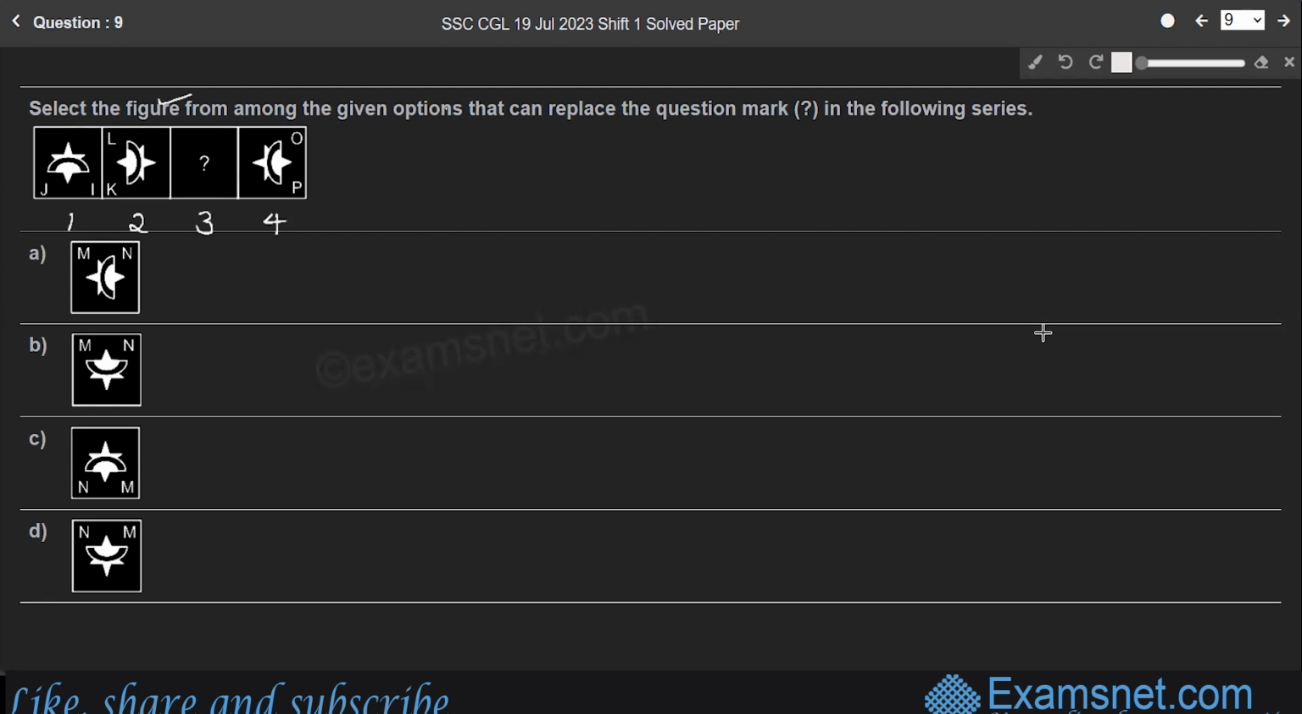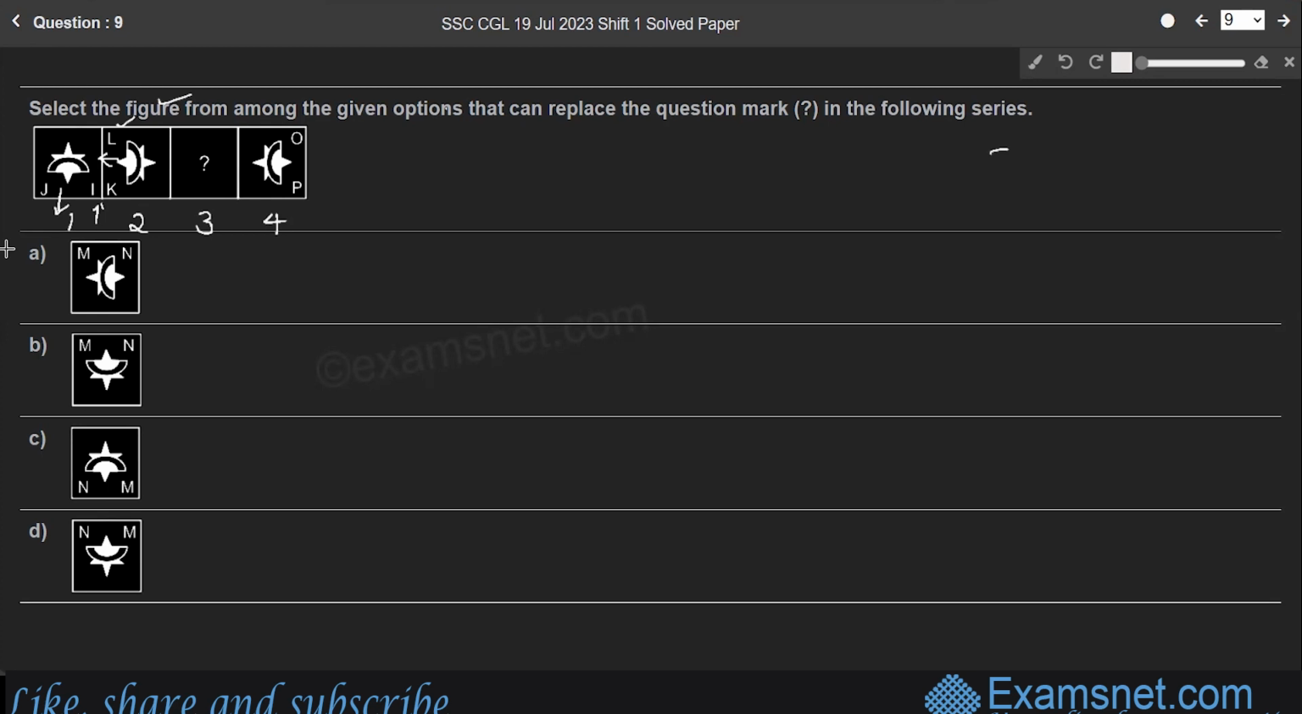Look at the first figure. So in which the figure is facing downwards, right? And the 2 letters are given, right? On either side of the figure. So J and I are the letters, right? So in the second figure, the letters are K and L. So these letters are immediate next letters of J. So I, J, K, L. And these 2 letters are on either side of the figure, since figure is facing leftwards, right?